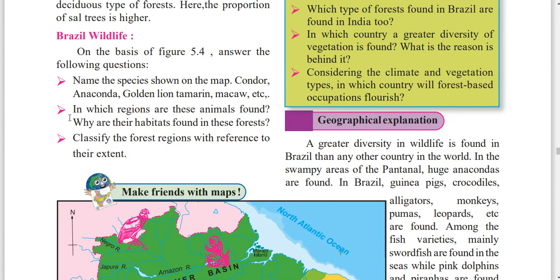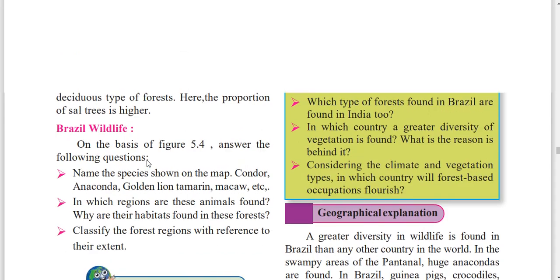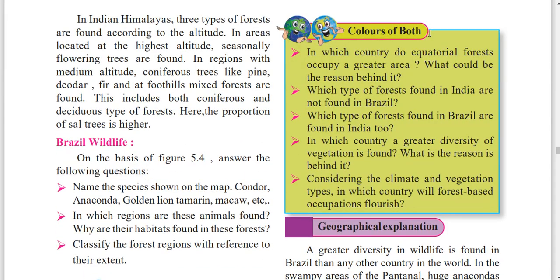Okay. Then in which regions are these animals found? Why are their habitats found in these forests? Classify the forest regions with reference to their extent, colors of both. In which country do equatorial forests occupy a greater area? What could be the reason behind it? Which type of forests found in India are not found in Brazil? Which type of forests found in Brazil are found in India too?